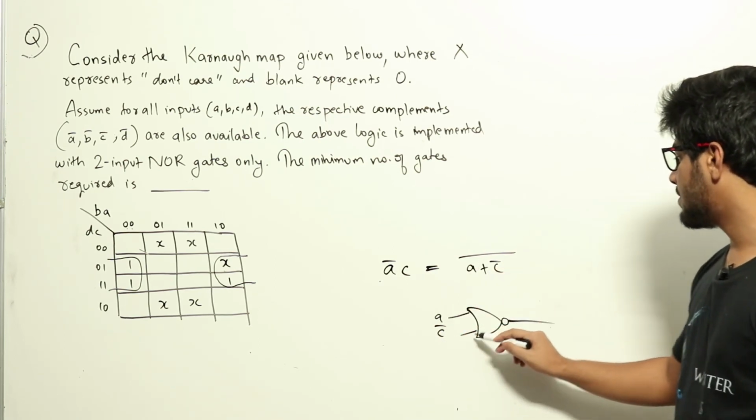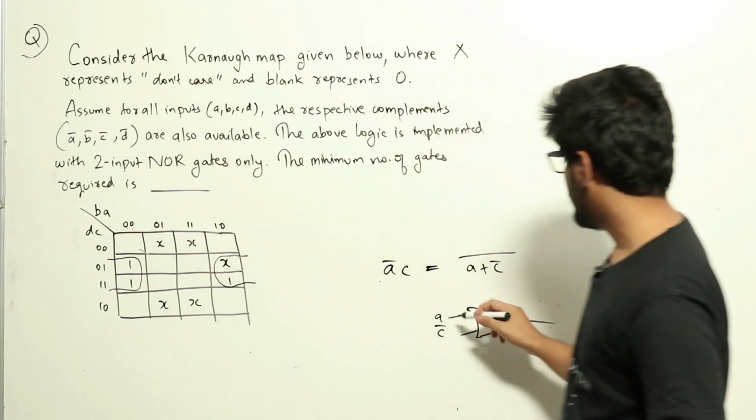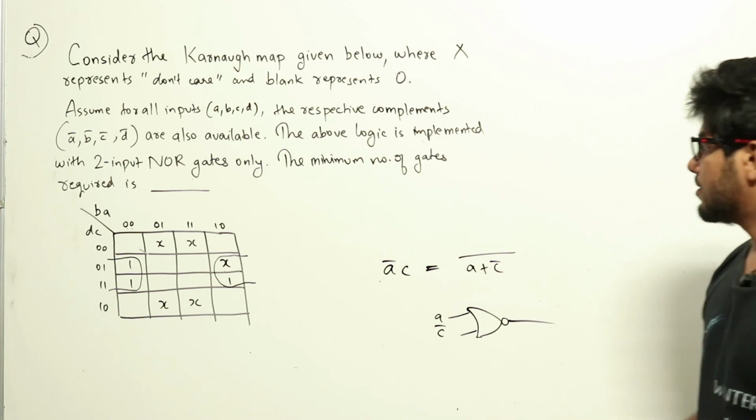A and C complement input, we will get that. In the question it was given complement forms are also available. That's why we could do it using just one gate. So the answer is 1.